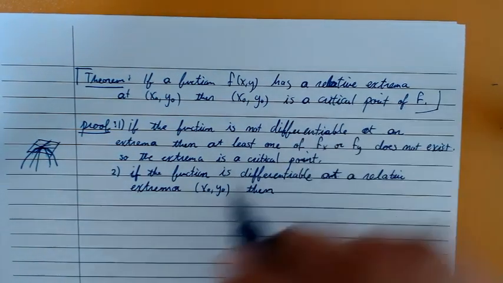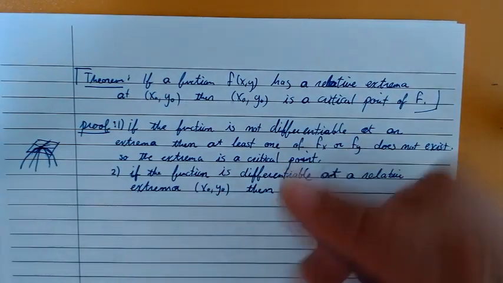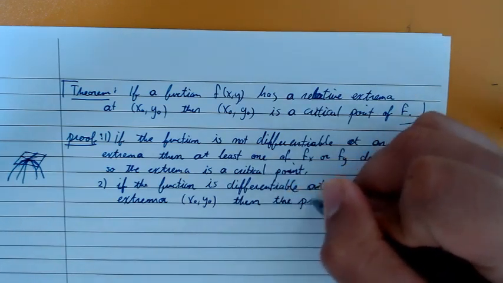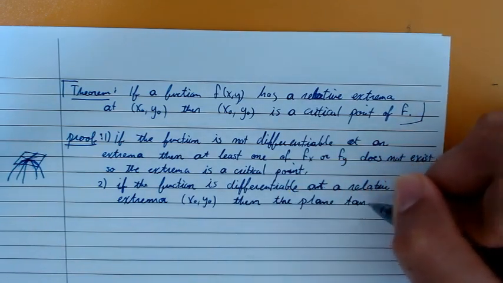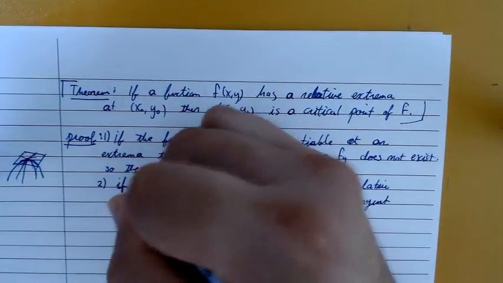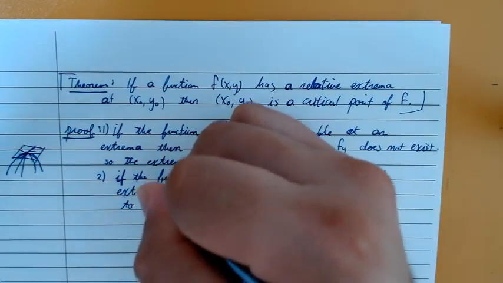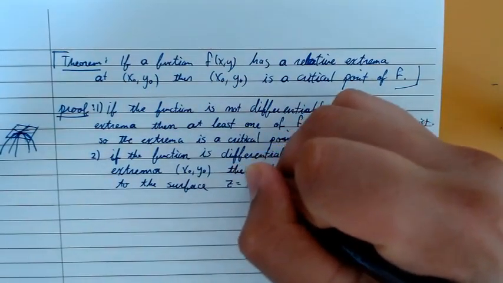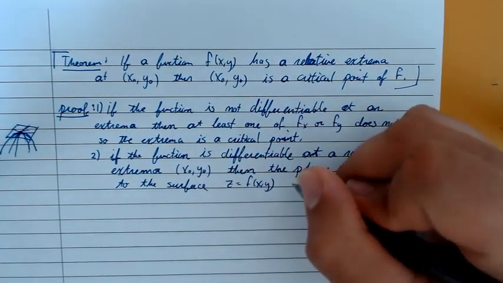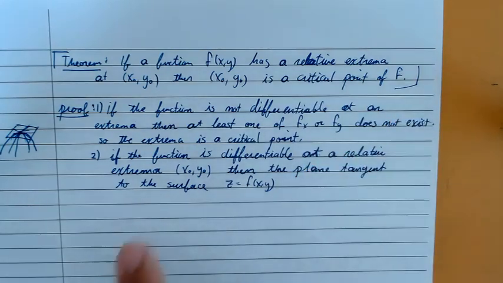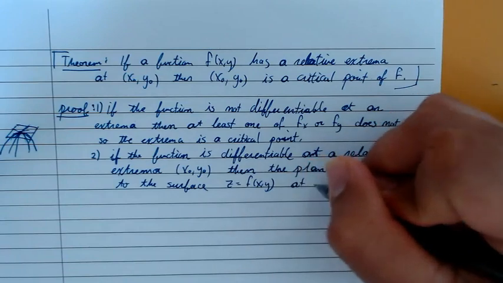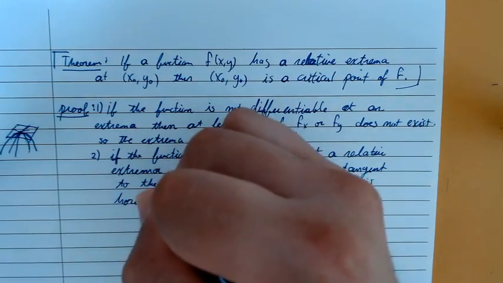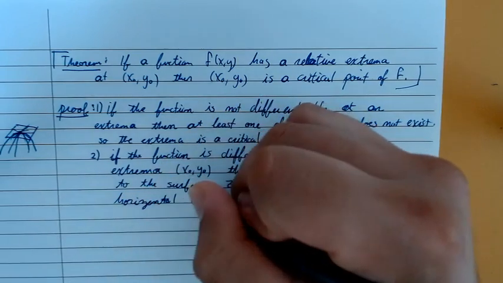meaning it's parallel to the xy plane. So if the function is differentiable at the relative extrema, x naught comma y naught, then the plane tangent to the surface z equals f of x comma y at the point x naught comma y naught must be horizontal, by which I mean parallel to the xy plane.